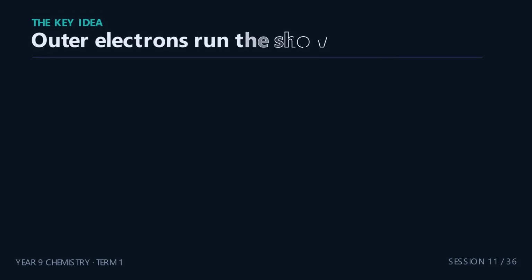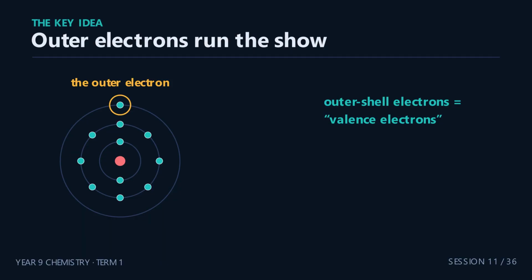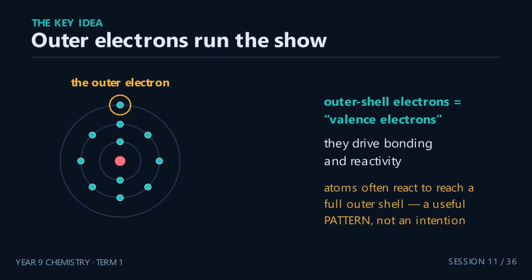Now the idea that unlocks the whole periodic table. The outer shell electrons, called valence electrons in advanced chemistry, are the ones involved in bonding and reactivity. Atoms often react in ways that produce a full outer shell. Careful though, that is a useful pattern we observe, not a force and not an intention. Atoms do not want anything, but the pattern predicts beautifully, as you will see next session.